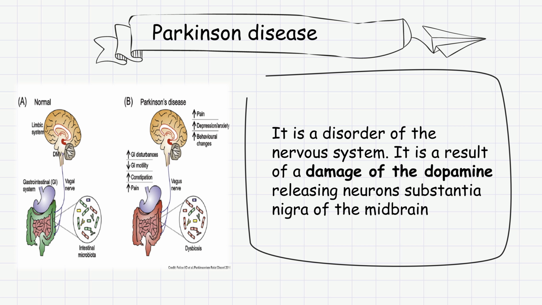Once you get Parkinson's disease, your pain level will change, you may get depression or anxiety, and your behavior may change. On top of that, your gastrointestinal system will be disturbed, constipation will occur, and there may be a problem of dysbiosis also. Dysbiosis is the imbalance of the microbiome.